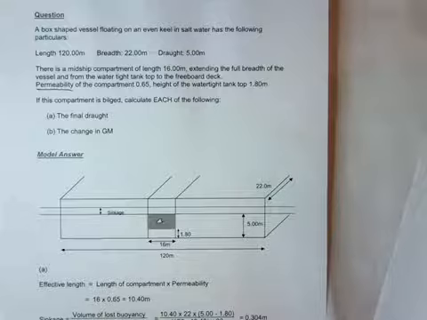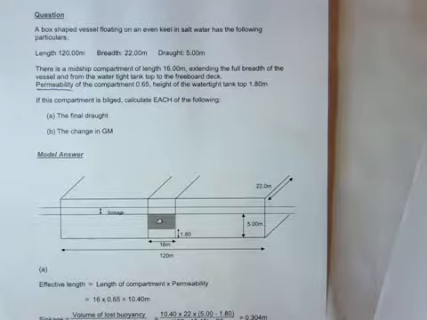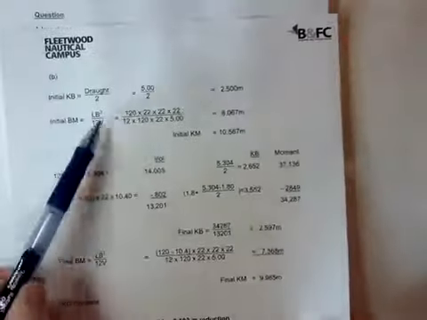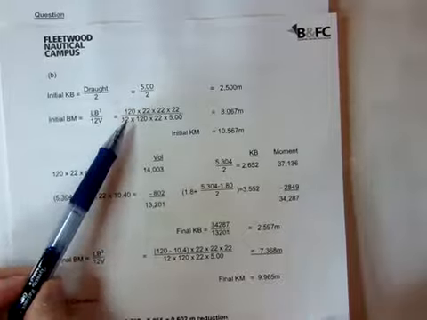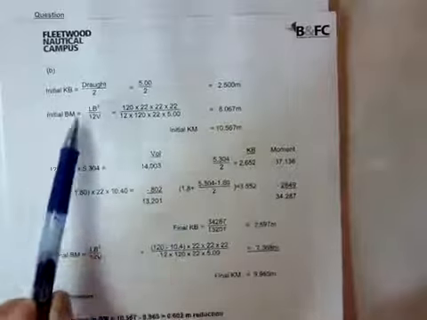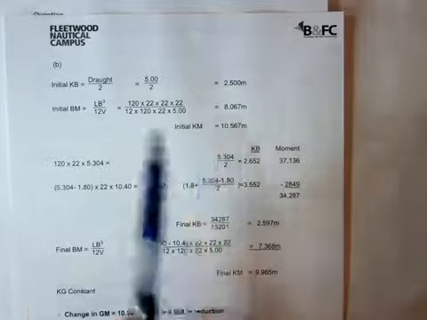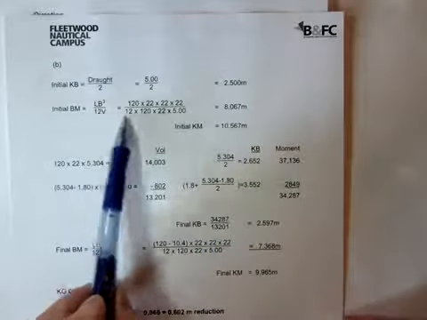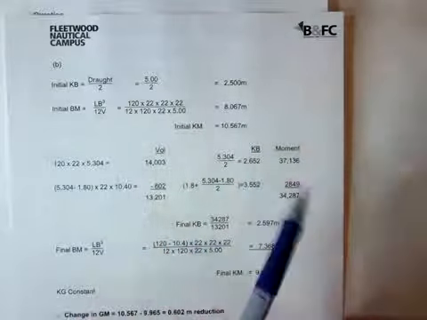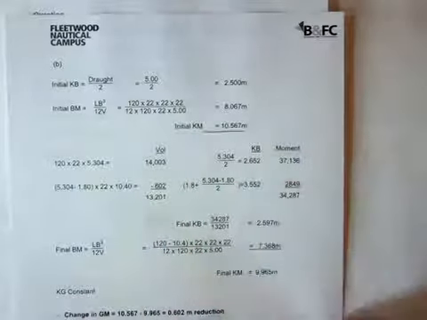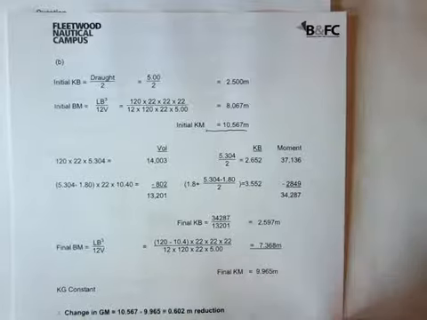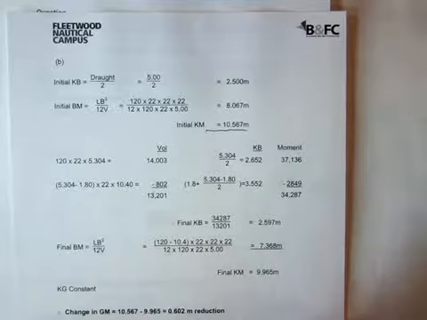So to get the initial KM, it's KB plus BM. Well, KB is simply the draft divided by 2, and BM, because no bilging or anything has occurred, is just simply LB cubed over 12V, B squared over 12D. We can work out our KB, our BM, and add the two together. So initially our KM is 10.567, half the draft there, and LB cubed over 12V there. So straight away we can find our initial KM. That's pretty straightforward. If we can find our final KM, then compare the two, and that will give us the change in the GM.